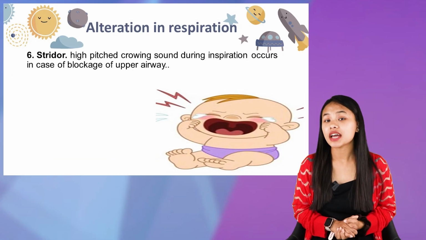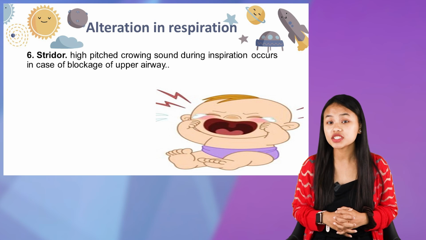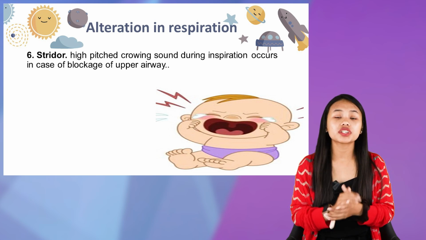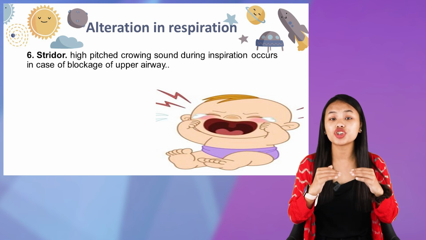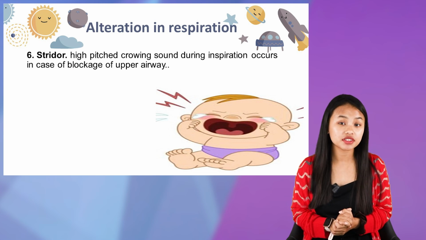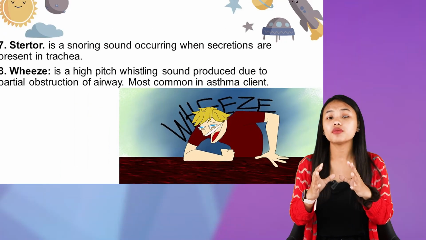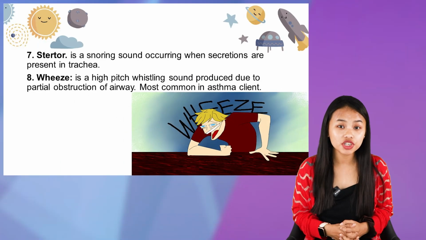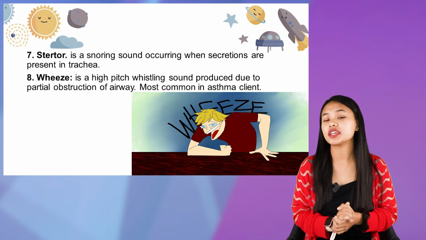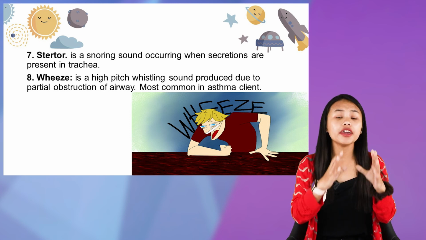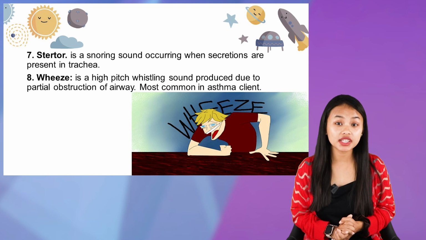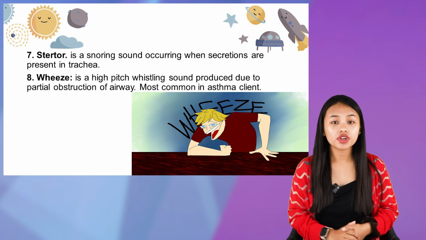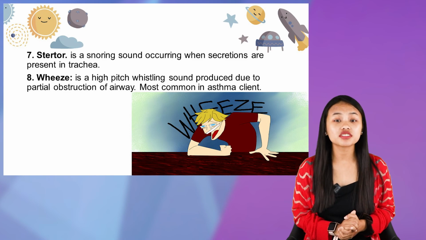If the client is having a high pitched crowing sound during inspiration or during the intake of air, which can occur because of blockage in the upper airway, then it can be termed as stridor. If there is a snoring sound which can occur because there is a presence of secretion in the trachea, then it can be termed as stertor. If there is a high pitched whistling sound which can be produced due to partial obstruction in the airway, then it can be termed as wheezing.